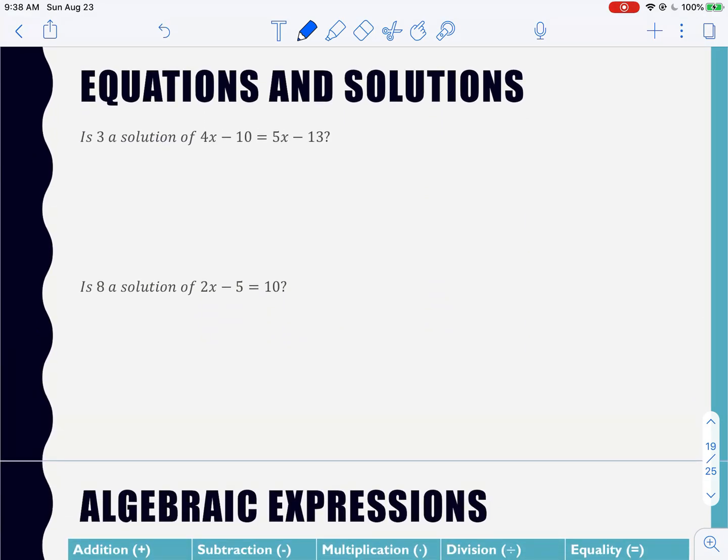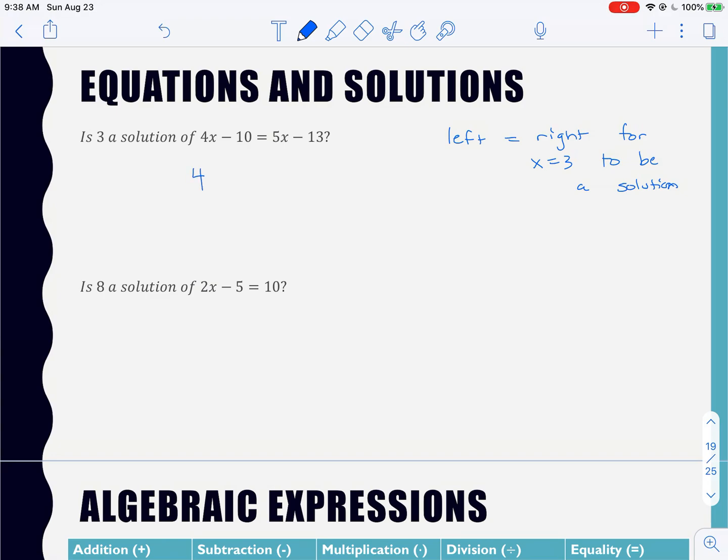Equations and solutions. If we want to know if a number is a solution of an equation, we're just going to plug it in. For this to be true, the left side needs to be equal to the right side for x equals 3 to be a solution. So the two sides need to be equivalent or equal. We need to get the same number on both sides.